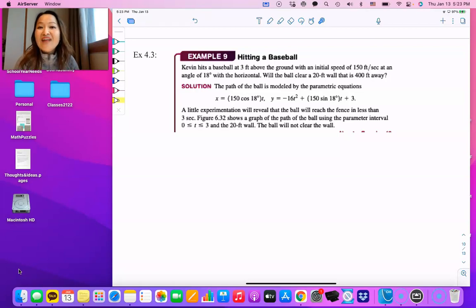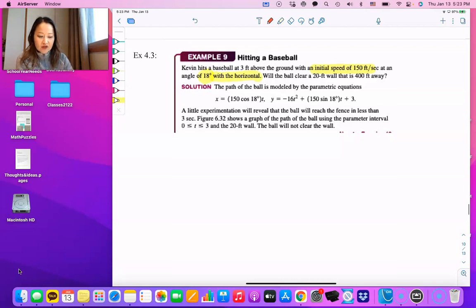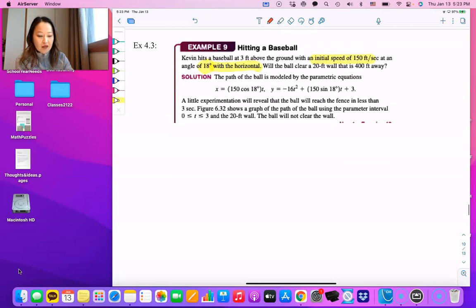Kevin hits a baseball at 3 feet above the ground with an initial speed, so we're going to highlight some information, of 150 feet per second and an angle of 18 degrees with the horizontal. So if you can imagine what's happening, you have somebody here with the bat. There's Kevin, he's going to hit his ball, and it's going to be about 18 degrees. I know I exaggerated that, of course 18 degrees is less than that.